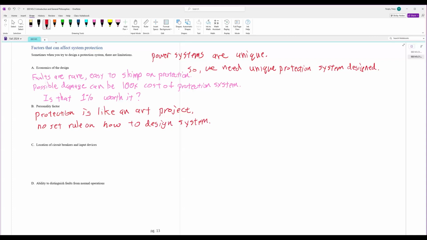Another big personality aspect is risk versus reward, right? Some engineers are risky, some engineers are more conservative. So how risk averse are you? So this is a risk versus reward design aspect.